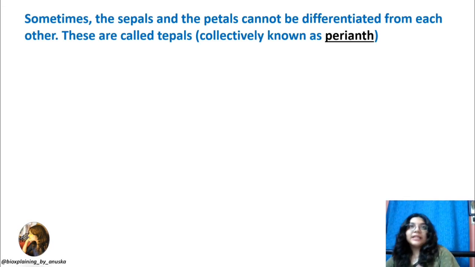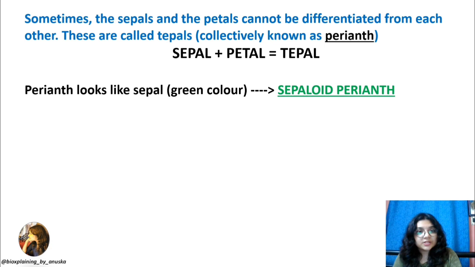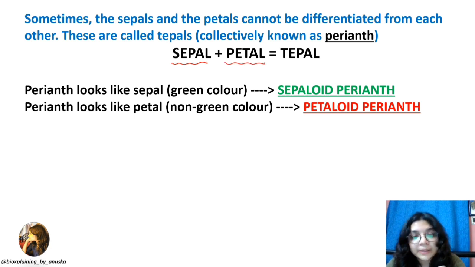Sometimes what happens is these sepals and the petals, that means the first whorl and the second whorl, are not very distinct from each other. We cannot differentiate between them. So in these cases, we call them tepals. Collectively, we call it the perianth. That means the sepal and the petal, when we cannot differentiate between them, that's when we call them tepals. Now, obviously, tepals will be of two kinds. One category is that they are going to resemble the sepals mostly, or the other category is they are going to resemble the petals.